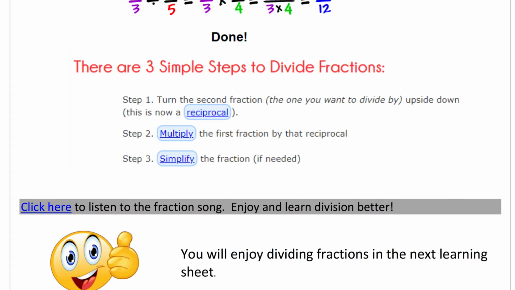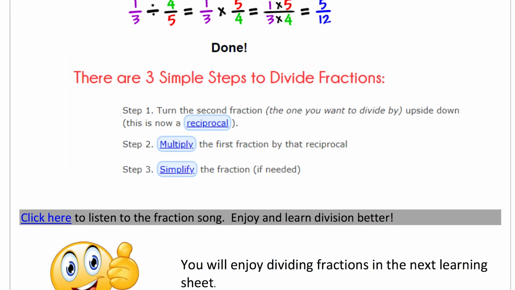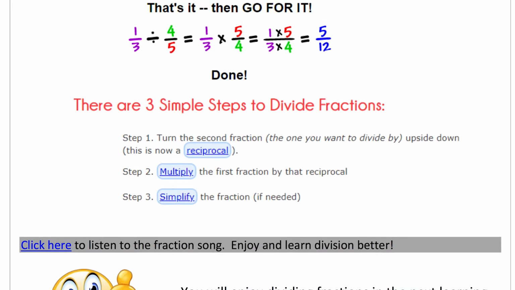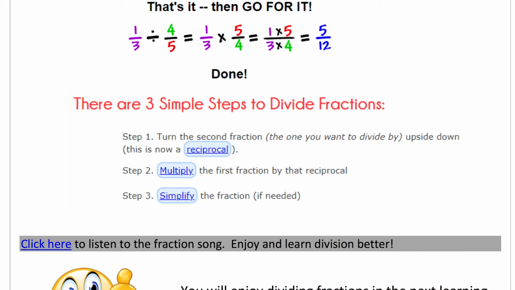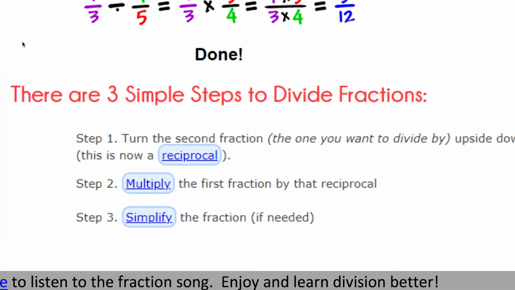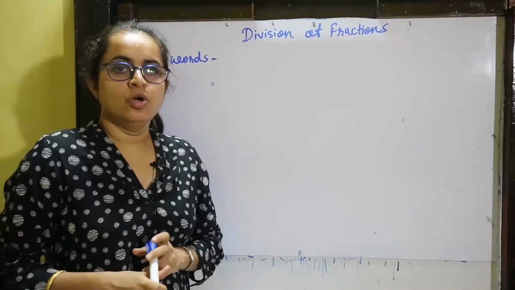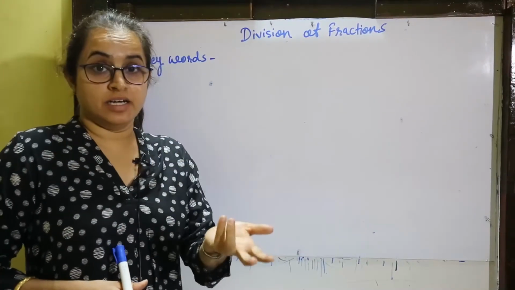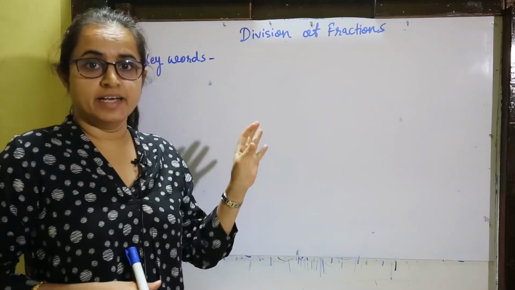So there are 3 steps, it is written, please write it down in your notebook as well. First, turn the second fraction upside down, then multiply the first fraction with that reciprocal and solve or simplify if needed. Okay, so pause this video for 2 or 3 minutes and complete this question, then I will explain or give you an example. I will show you another simple technique to divide.